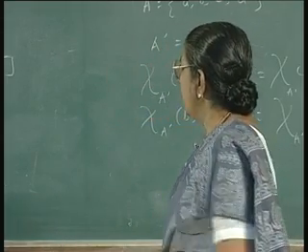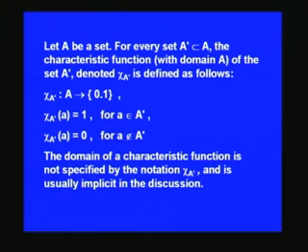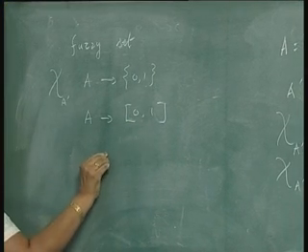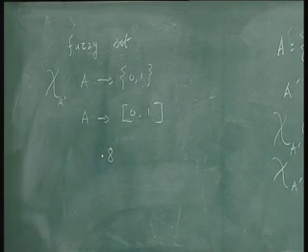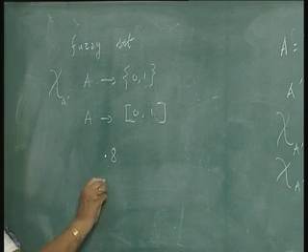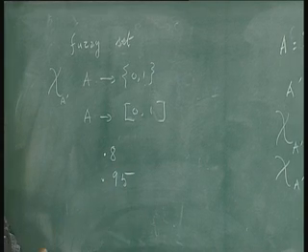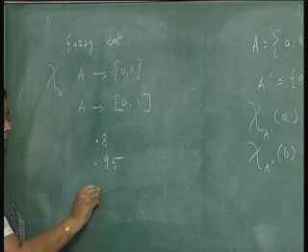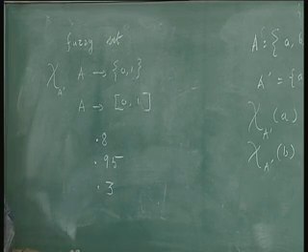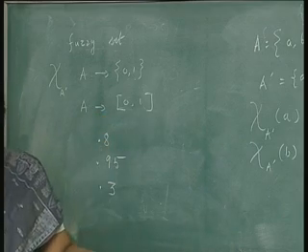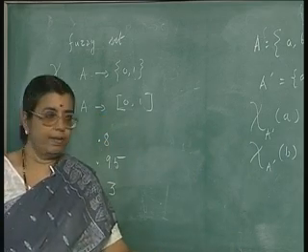Now, in this case, a person who is 6 feet tall may be a member of the set of tall persons with the value 0.8. A person who is 7 feet tall may be a member of the set of tall persons with membership 0.95. A person who is 4 feet tall may be a member of that set with membership value 0.3. So the membership value is a real number between 0 and 1. Such a set is called a fuzzy set.